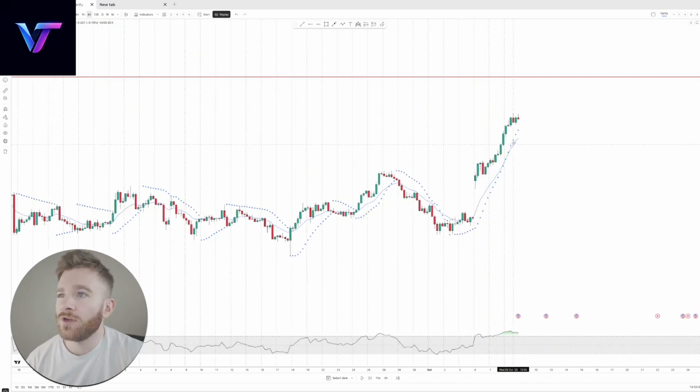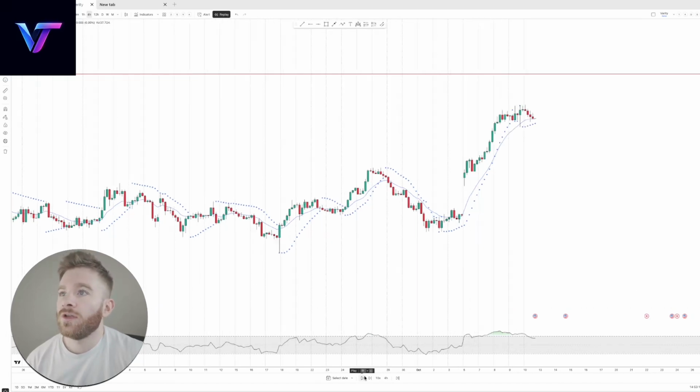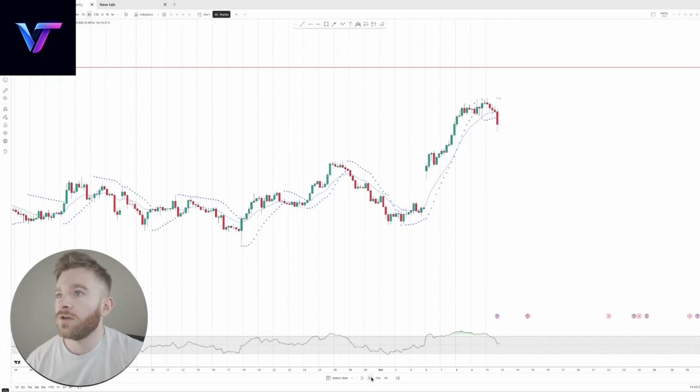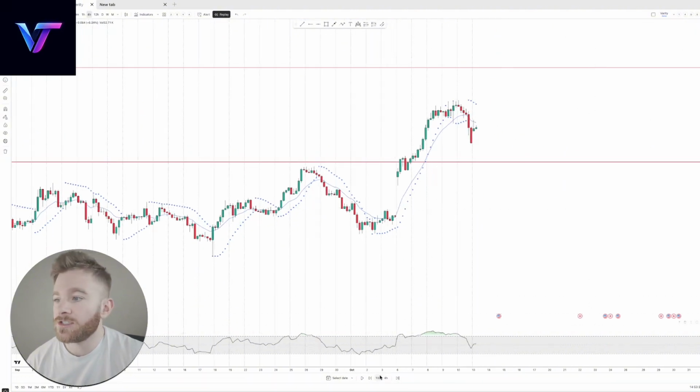So let's just say for this example that you missed this, or you weren't too sure. Some people would rather wait for a retracement and then get in. So are we going to jump in here? No, probably not. But now we're starting to see a bit of a pullback as well. So let's see if price retests around this level. If we can get in around here, we know that we could be going for a good continuation to the upside.